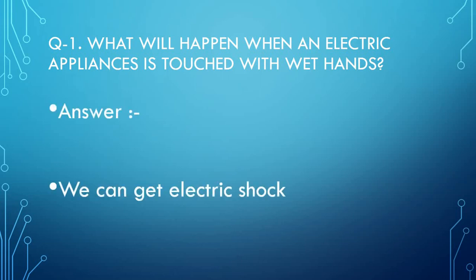Please repeat the answer after me. We can get electric shock. Repeat it one more time. We can get electric shock. Obviously, when you try to touch electric appliances with wet hands, you will get shock. This is what we have repeated several times and I have explained to you even several times. So don't touch the electric appliances with wet hands.